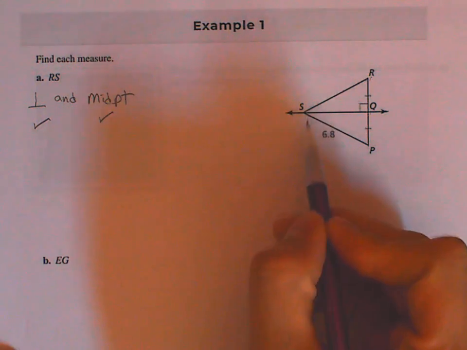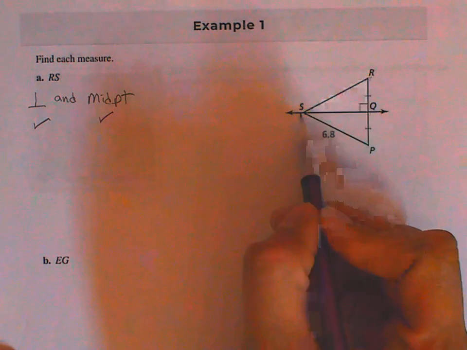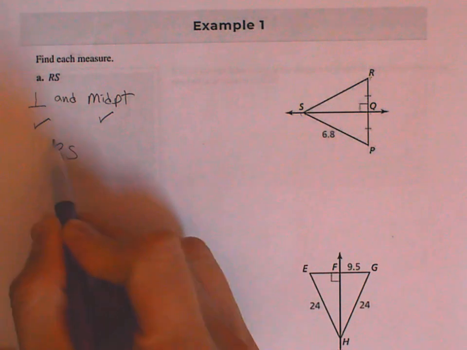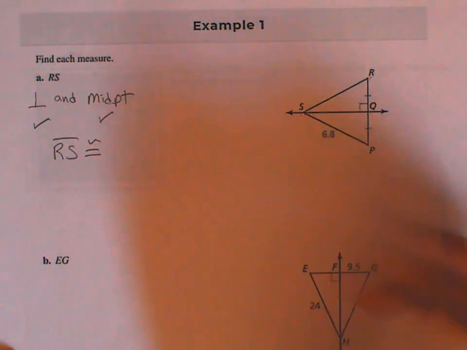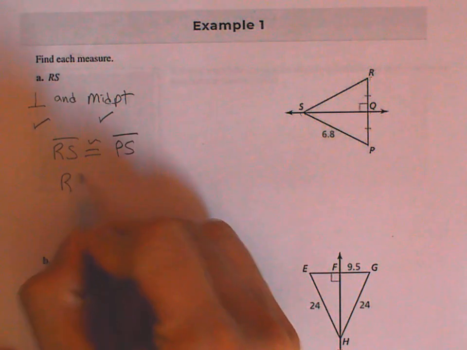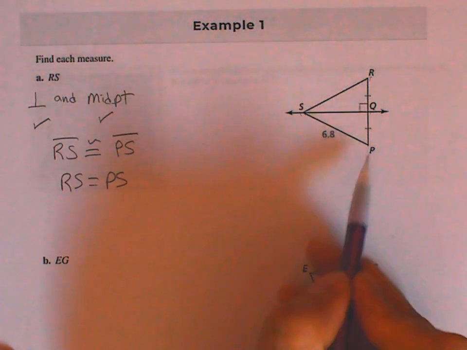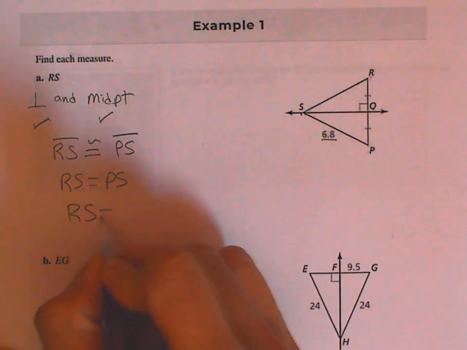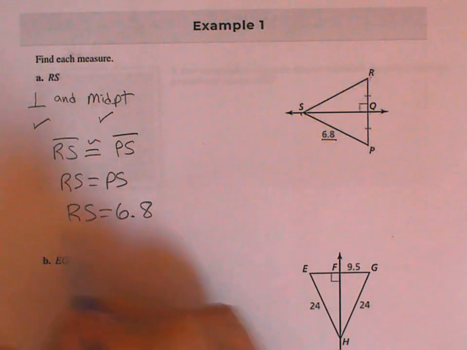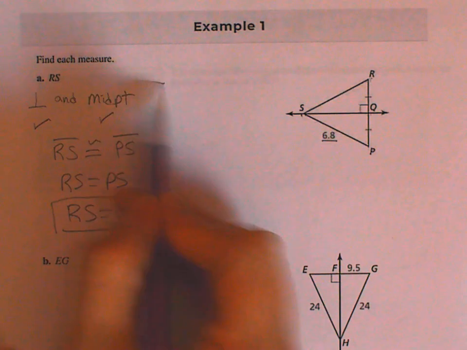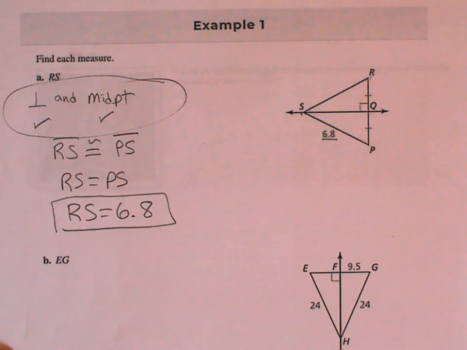Therefore, S right here is going to be equidistant to both of these sides. So here in this problem, RS is congruent to PS. Therefore, their measurements are equal. So what is the length of PS? 6.8. So what does this mean? This means that RS is 6.8. That's simple. Could you do this part visually and not have to write it down? Of course. But it's always good to check.